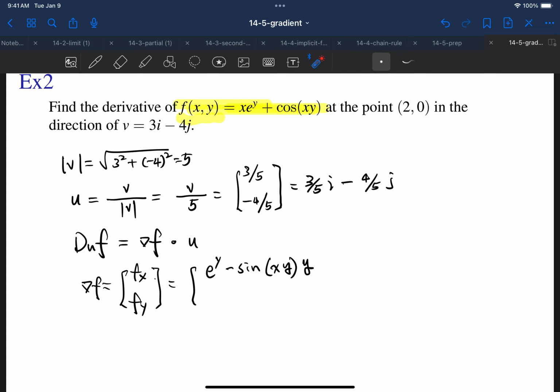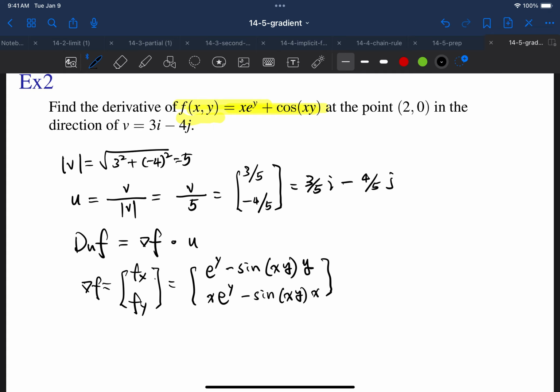And for f_y, we freeze x. In other words, the e to the y derivative is itself, so x e to the y. And the cosine derivative is negative sine of xy. And by chain rule, you need to take another derivative of xy, but this time the variable is y, x is frozen, a coefficient, so it's basically x.